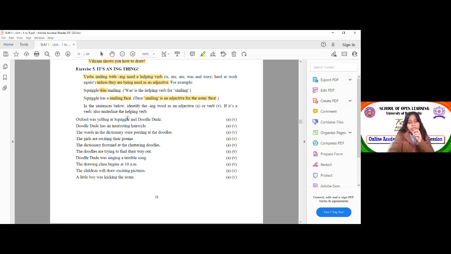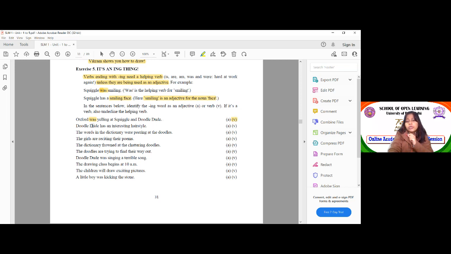So for example, look at the first sentence. Oxford was yelling at Squiggle and Doodle Dude. So what do you think is being used here? I'm telling you, here they have used a helping verb. So what was Oxford doing? He was yelling. Yelling is the action. So here they have used a V. They have not used an adjective.